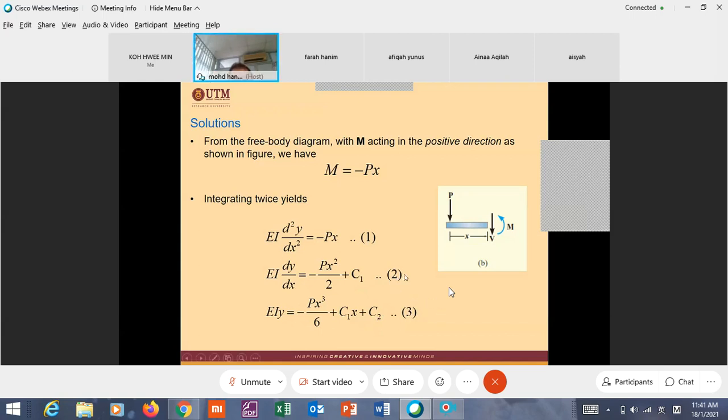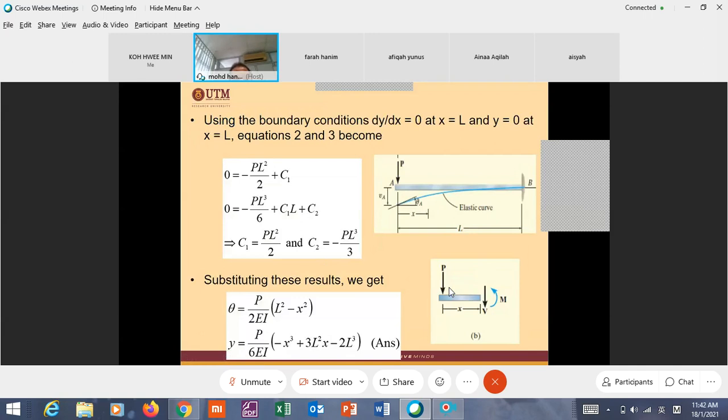Again, what is equation 2? Equation 2 is the slope equation. Equation 3 is called the deflection equation. Equation 1 is called the moment equation. Now the boundary condition. The boundary condition is that dy/dx equal to 0 at x equal to L here.